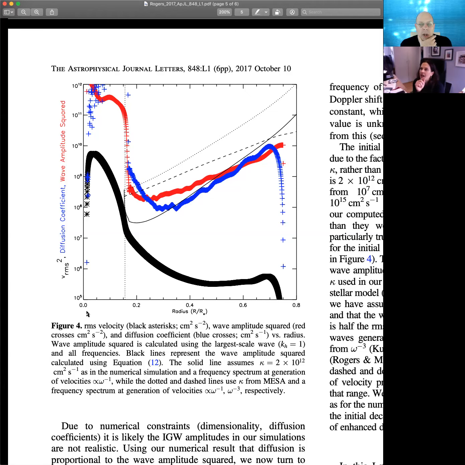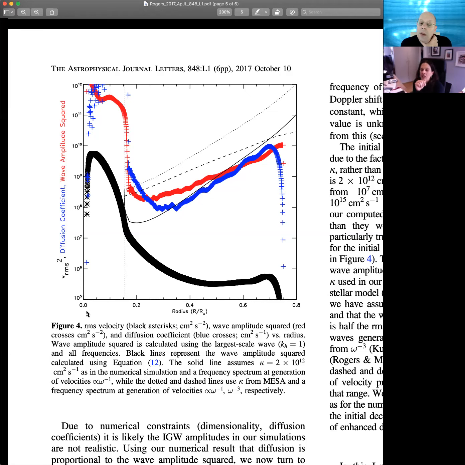Instead of an RMS velocity, a wave velocity. And the difference is correlation. A wave is correlated over time for long periods of time. And so you can see that the diffusion coefficient follows the wave amplitude squared pretty well, not perfectly, but a lot better than the RMS velocity.